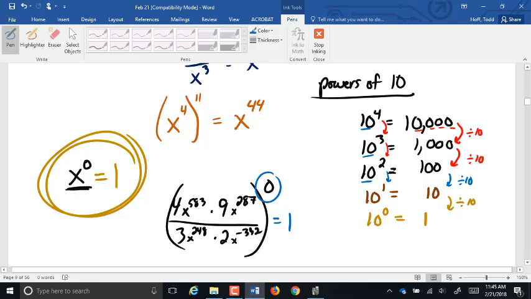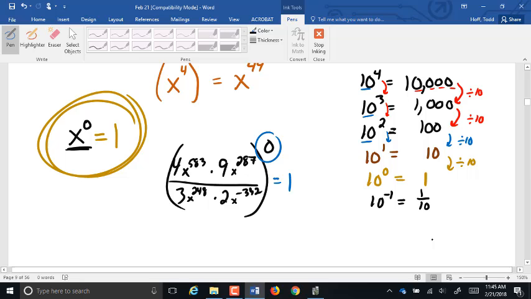Now we can keep going with this and define negative powers. 10 to the power of negative 1. Well, you divide by 10 again. 1 divided by 10 is 1/10. 10 to the power of negative 2, dividing by 10 again, is 1/100th. 10 to the negative 3, dividing by 10 again, would be 1 over 1,000.